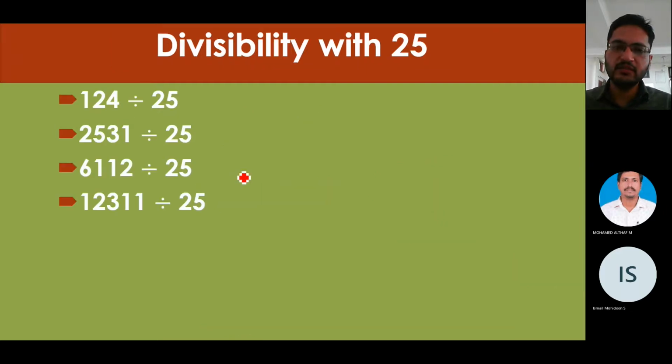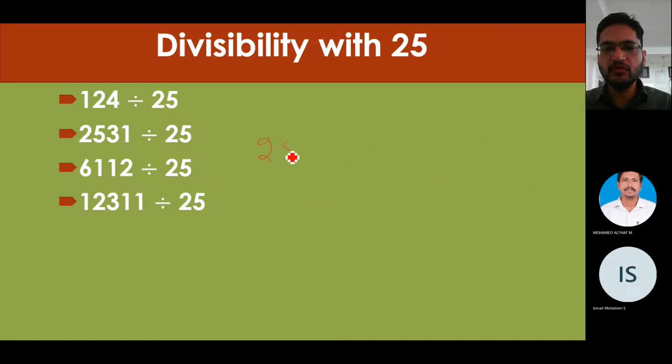Next is some more questions. 124, and we want to divide this number with 25. So I will multiply this number with 4. So the answer is 496. Now I will divide this number with 100. So it is 4.96. So 124 divided by 25 is 4.96.